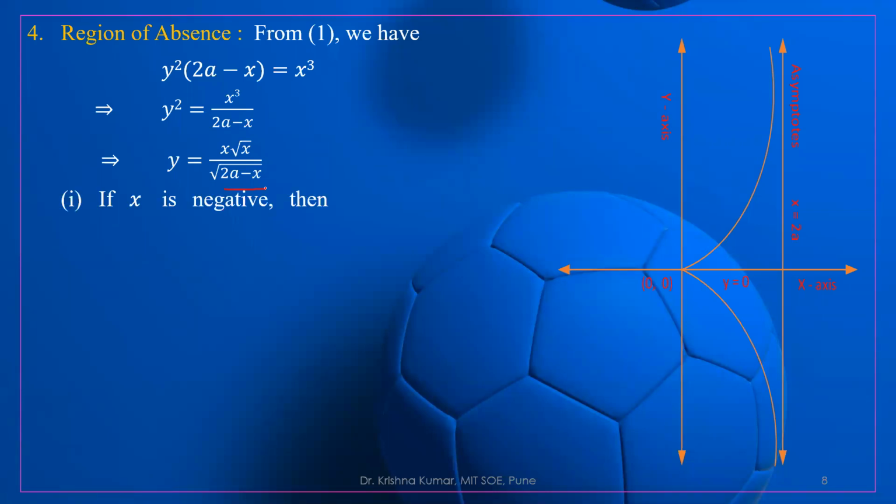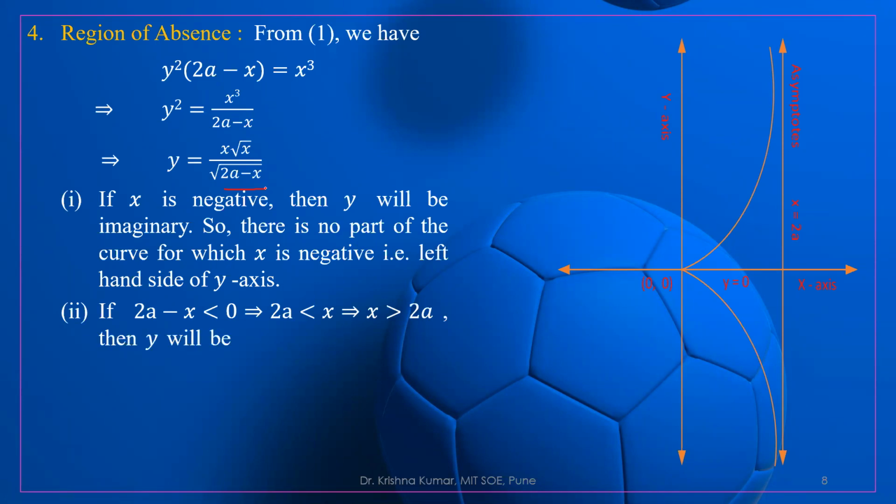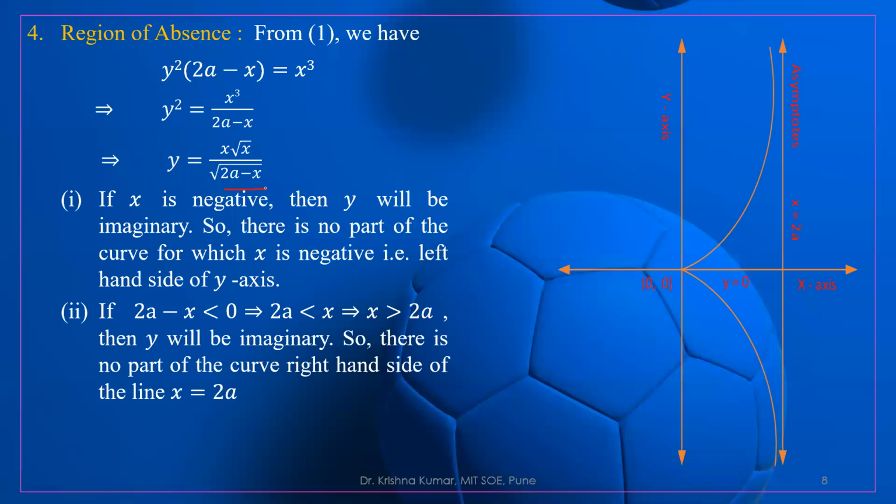So now we will write down this part. If x is negative, then y will be imaginary. So there is no part of the curve for which x is negative, that is, the left hand side of the y-axis. Similarly, if 2a minus x is less than 0, then x is greater than 2a, then y will again be imaginary. So there is no part of the curve on the right hand side of the line x equal to 2a.